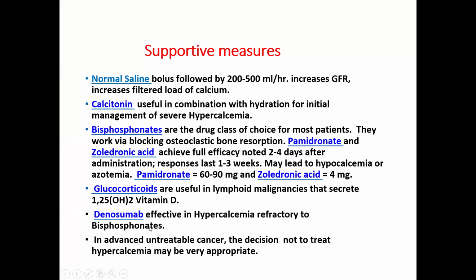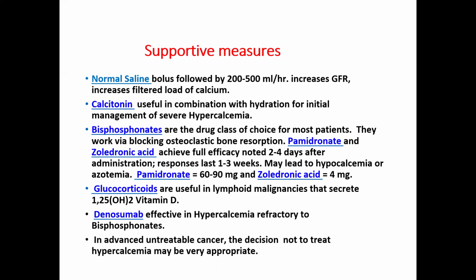So, what are we doing about hypercalcemia? We need to treat it, even in a palliative setting. Start with normal saline. Calcitonin is useful in the first 48 hours. Bisphosphonates are the mainstay of treatment. The most commonly used are pamidronate and zoledronic acid. Steroids are useful in lymphoid malignancies, and denosumab is effective in cases where the hypercalcemia is refractory to bisphosphonates.